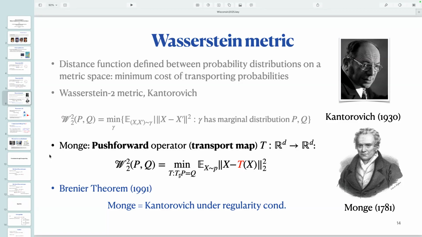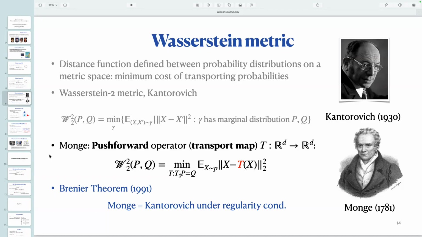The first one is the Kantorovich formulation, and the second one is the Monge formulation. Roughly speaking, you would say that if I give you two distributions, I want to consider what is the smallest effort to make one distribution look like the other distribution. So in that sense, it's also called Earth mover distance.